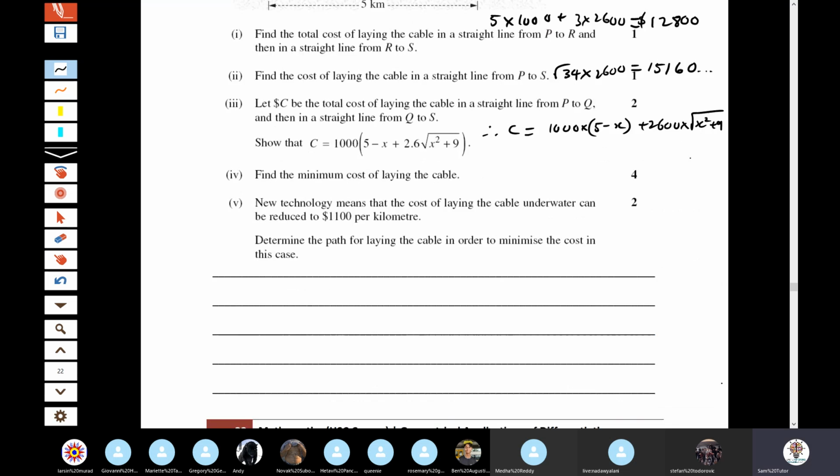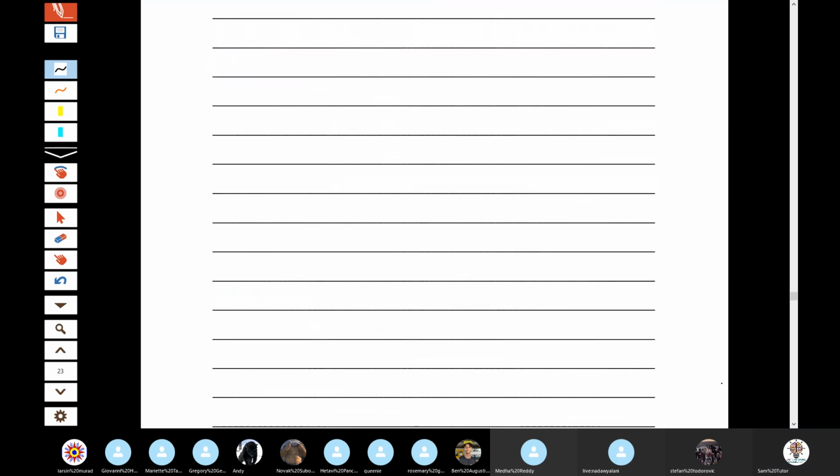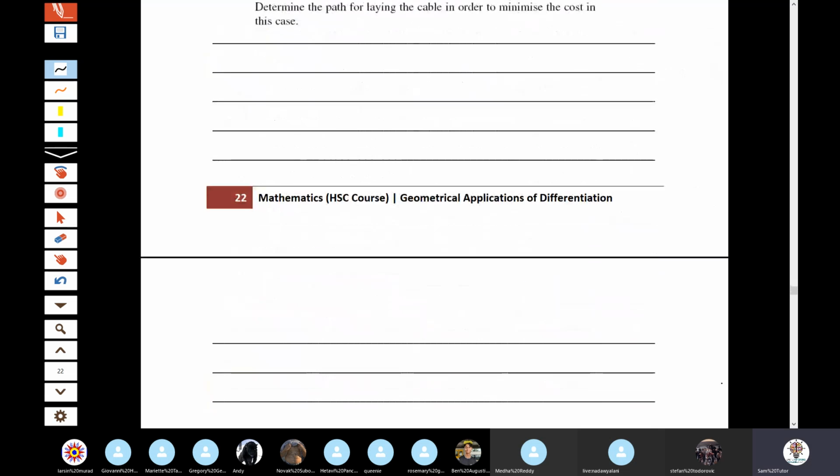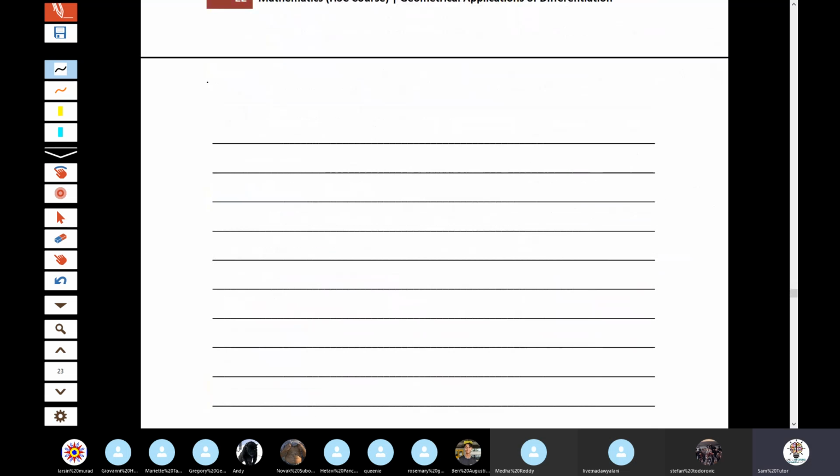Find the minimum cost. I need some room, so I'm going to bring it here. C equals 1,000 IV, 5 take away x, plus 2.6 square root x squared plus 9 in brackets like this. I hate that. I'm not going to differentiate that. That looks weird. I'm going to expand 1,000. So it's going to look like this.